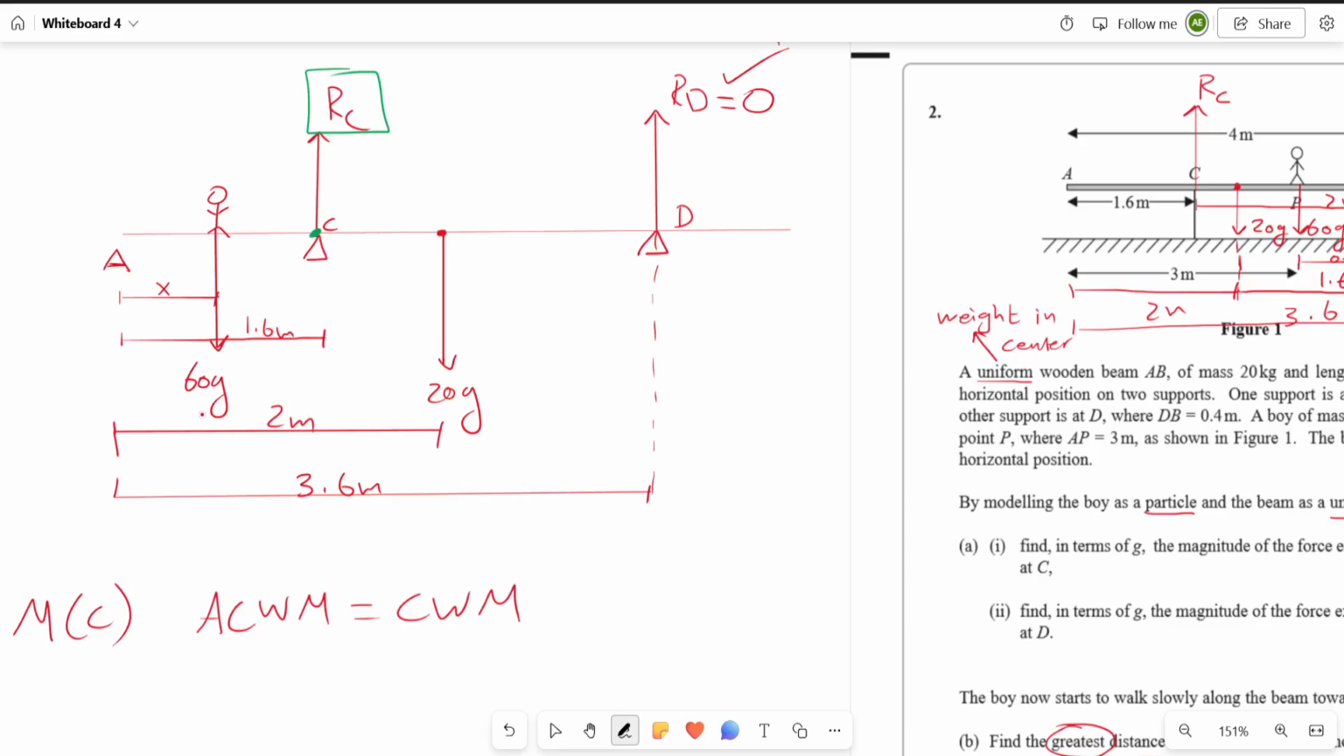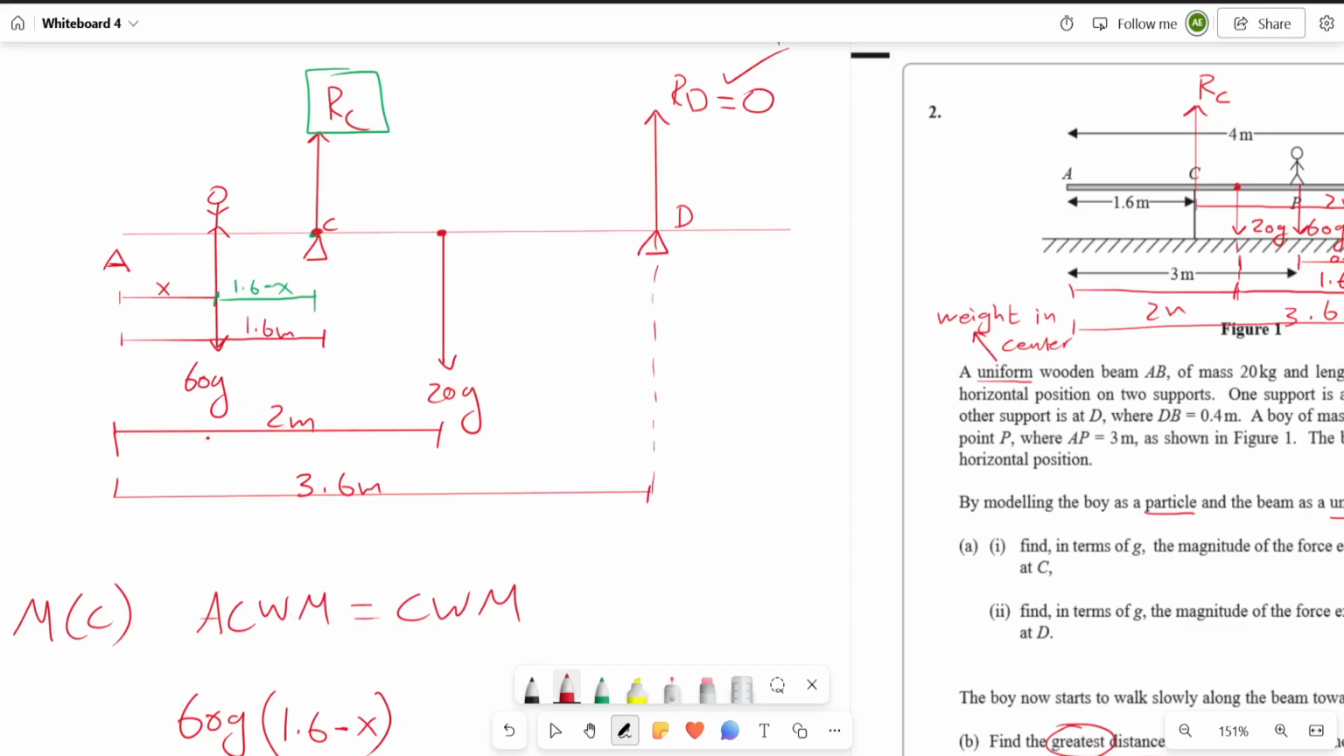So let's see how we can do it. The 60g is going to create a force. Imagine you're pinning down the beam at point C and you're pulling it down from this direction. It's going to have an effect like this, so it's going to have an anti-clockwise moment. So the moment due to the 60g is going to be the force times the distance. So force is 60g times perpendicular distance, which is basically this green distance over here. This green distance is nothing but 1.6 minus x, right? So I'm going to multiply by the distance, which is 1.6 minus x. That is the anti-clockwise moment.